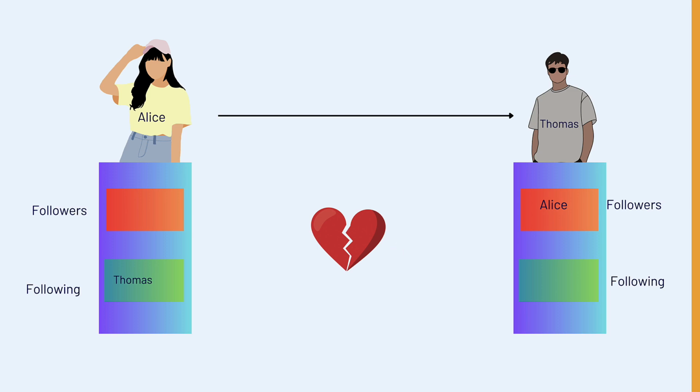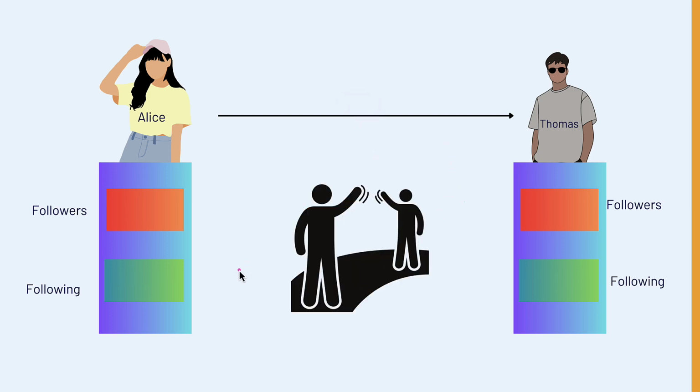And this is the most sad part of it. So it means that they want to break up the bondage. So here, let's say that Alice wants to unfollow Thomas. Over here, Alice will click on a button to unfollow Thomas. So let's see what is going to happen. Over here, Thomas will be removed from the following of Alice. At the same time, Alice will be removed from the followers of Thomas. And we are going to transform this one to code.